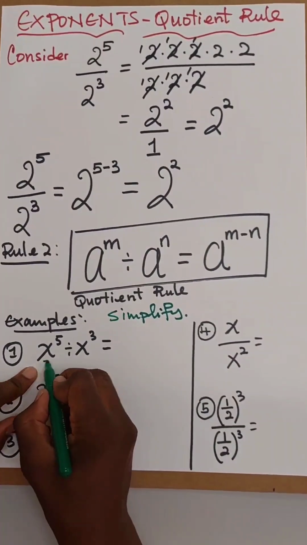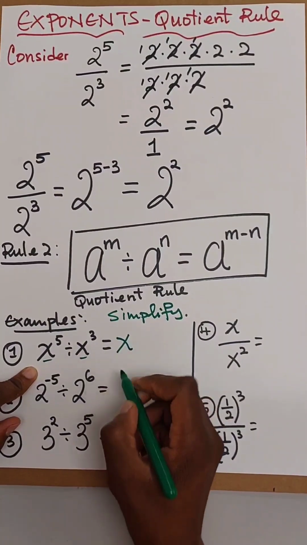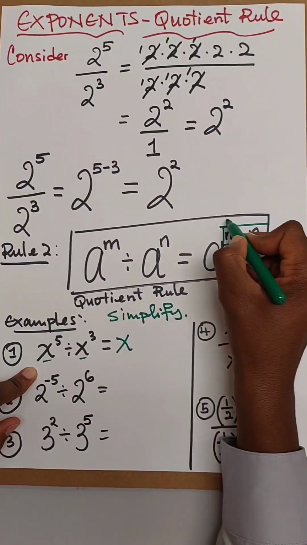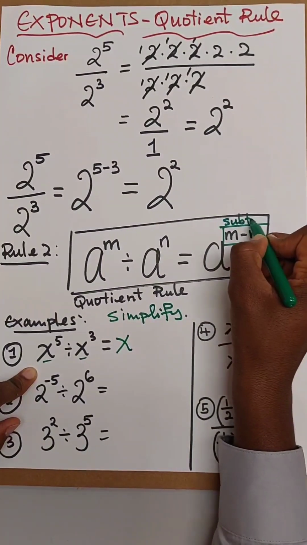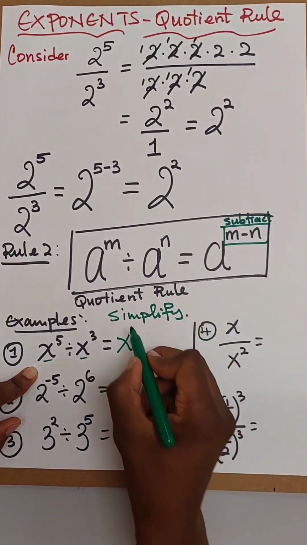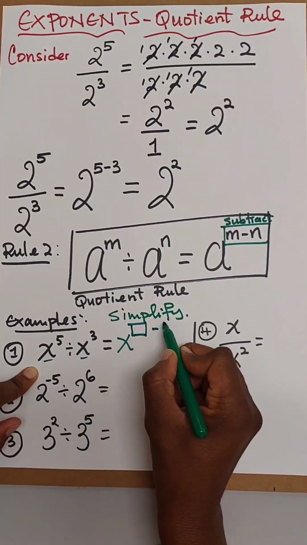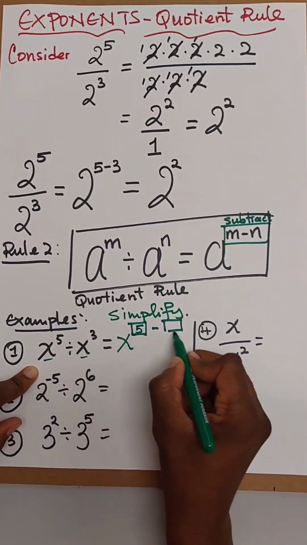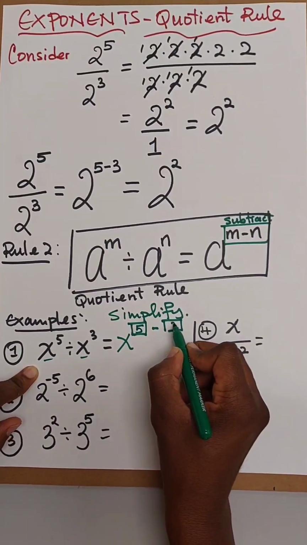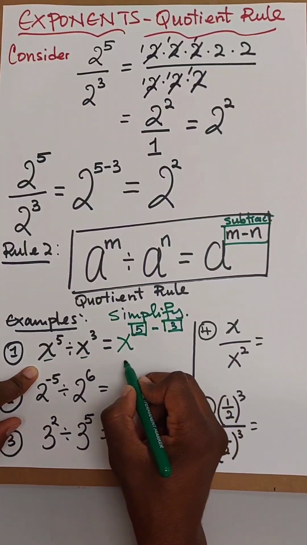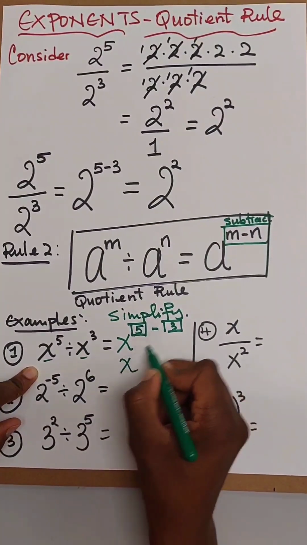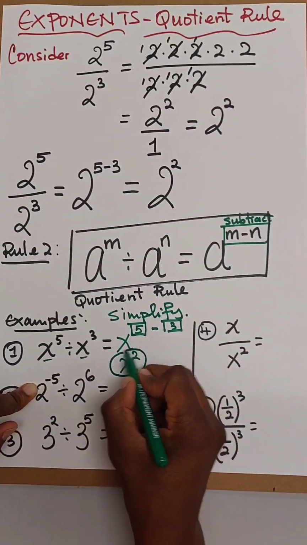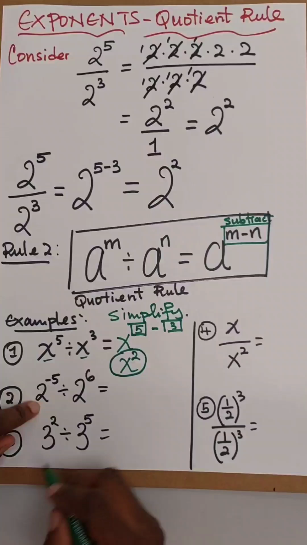So the quotient rule says identify the base number. The base number is x, and then what do we do here? We subtract the exponent. Okay, we subtract the exponent. So we will subtract the exponents. But what are the exponents? 5 minus the second exponent is 3. So we have that base number x. 5 minus 3 is 2, and yep, there we go. That simplifies to x to the second.